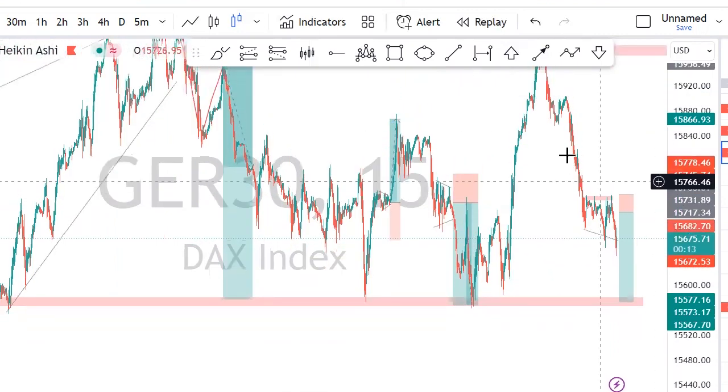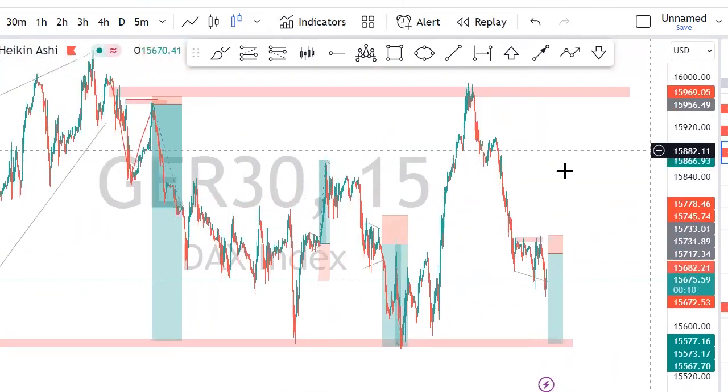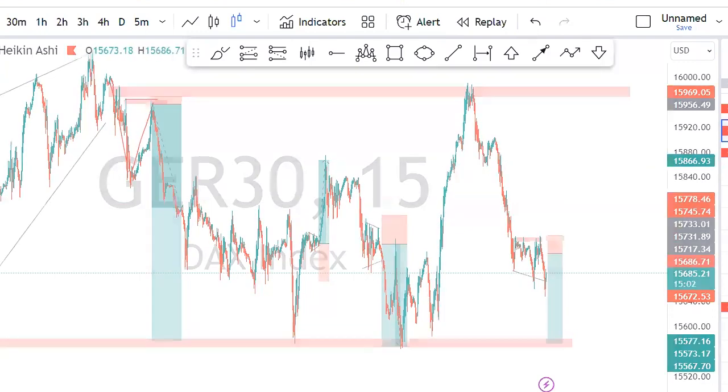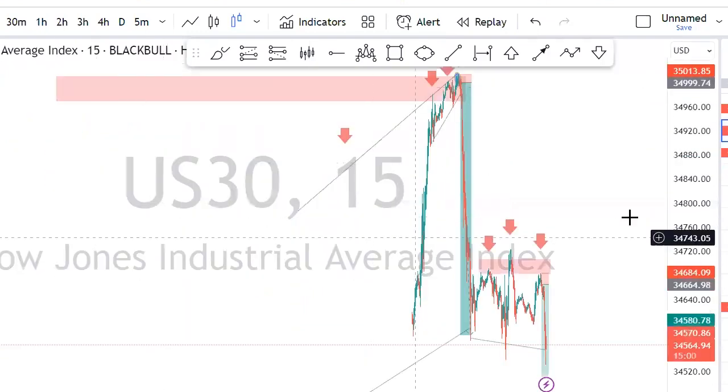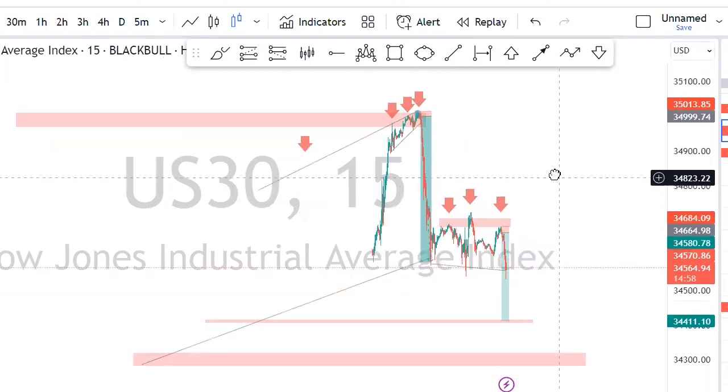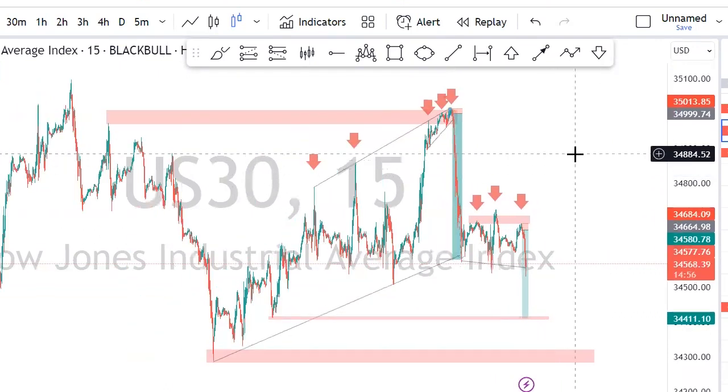It just happens that German 30 and US 30 are both selling. US 30 is down by 0.25% currently in the 50-minute time frame, which is good.